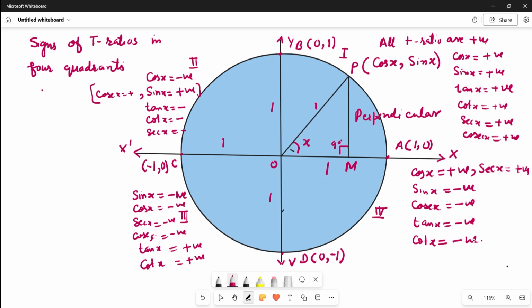Therefore, the signs of the ratios can be understood with the help of this unit circle. In the first quadrant, all the t ratios are positive. In the second quadrant, sine and cosecant are positive, others are negative. In the third quadrant, tan and cot both are positive, others are negative. And in the fourth quadrant, cos and secant are positive, others are negative.